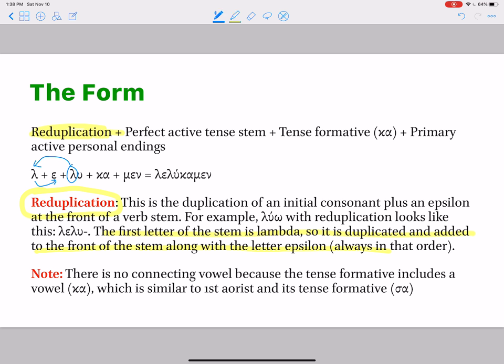Now, also note, we have reduplication at the beginning. Then we have the perfect active tense stem, which is the fourth principal part. And then we have the tense formative kappa alpha. Note that there's no connecting vowel because the tense formative has the alpha. This is just like the first aorist and the tense formative sigma alpha. And so you get lelu-ka, and then your active ending. So lelu-kamen. Pretty simple on the form. As you can see, the kappa alpha and the reduplication at the very beginning make this form very easy to recognize.